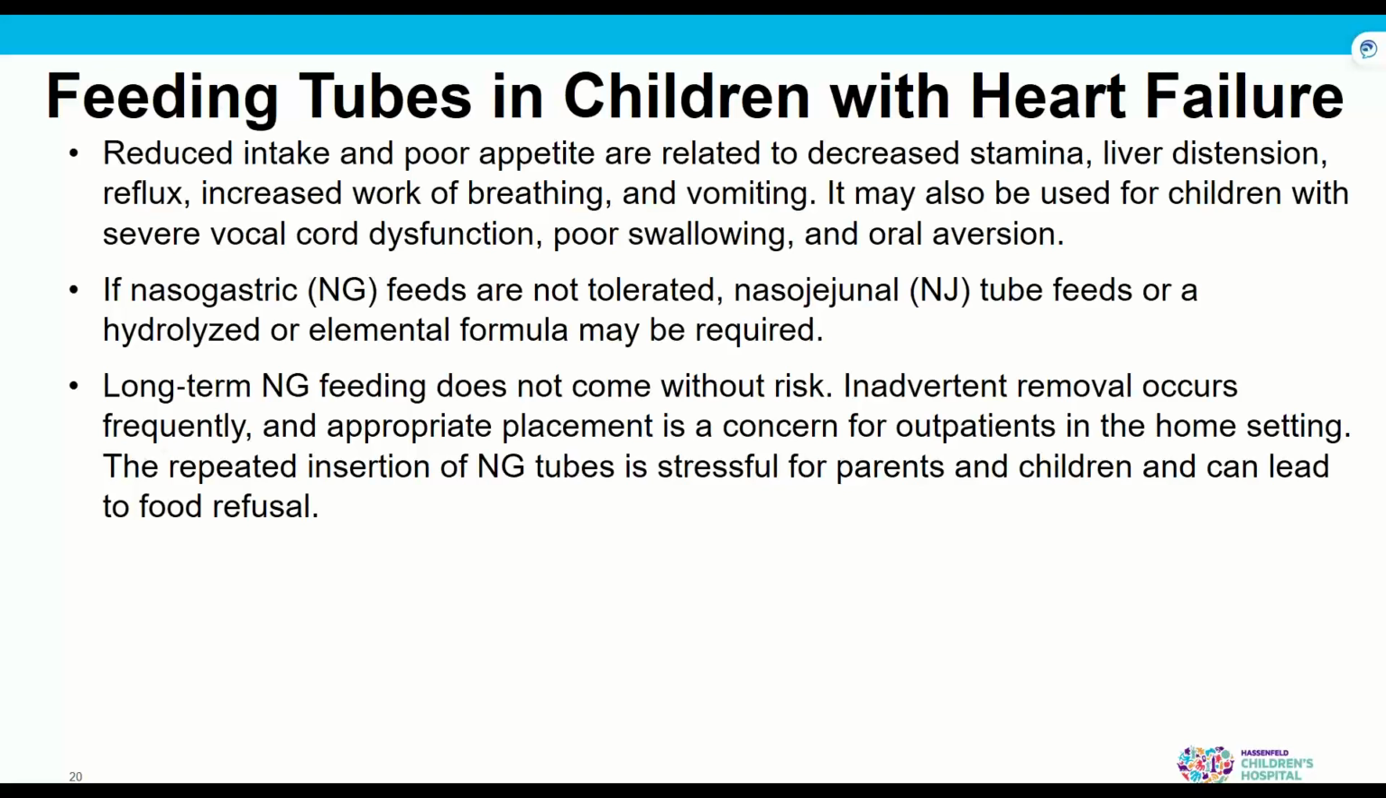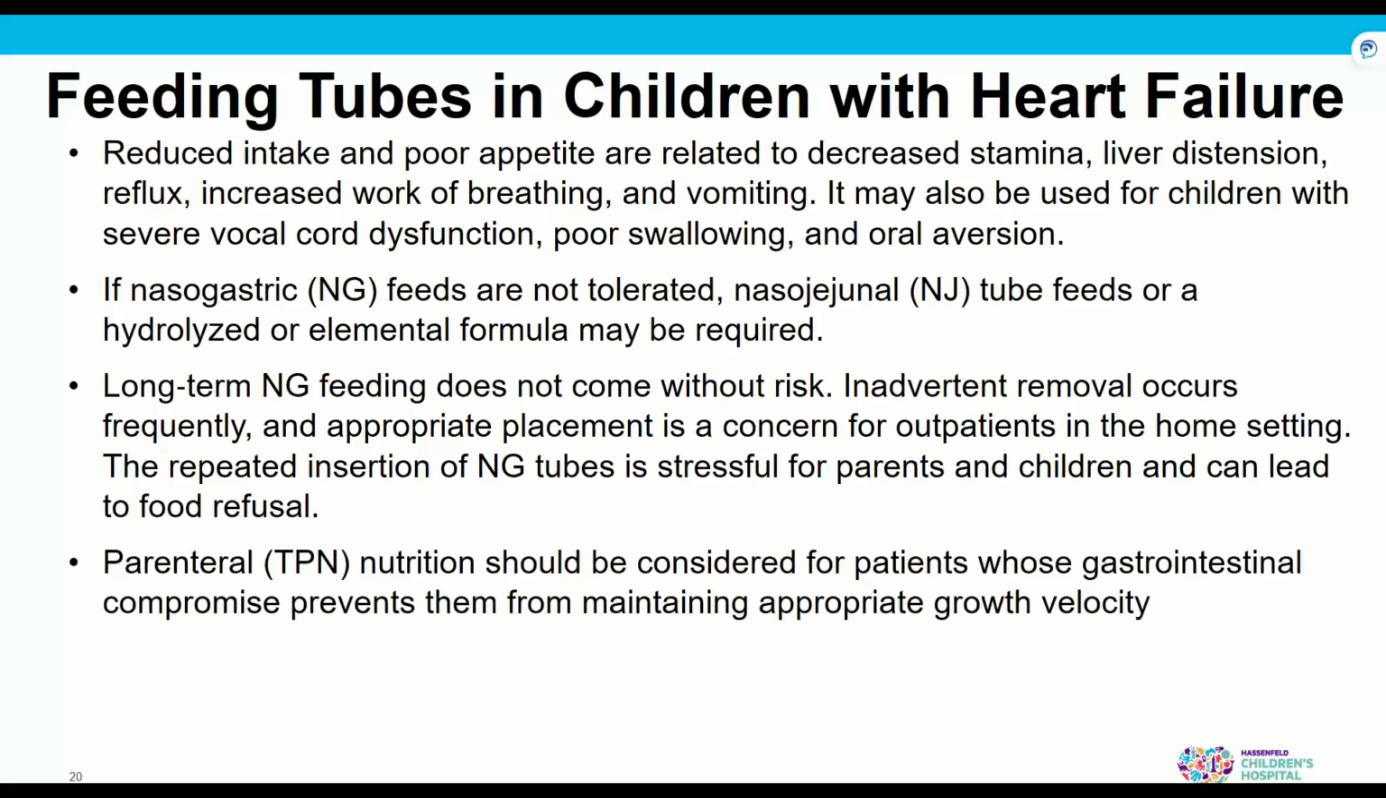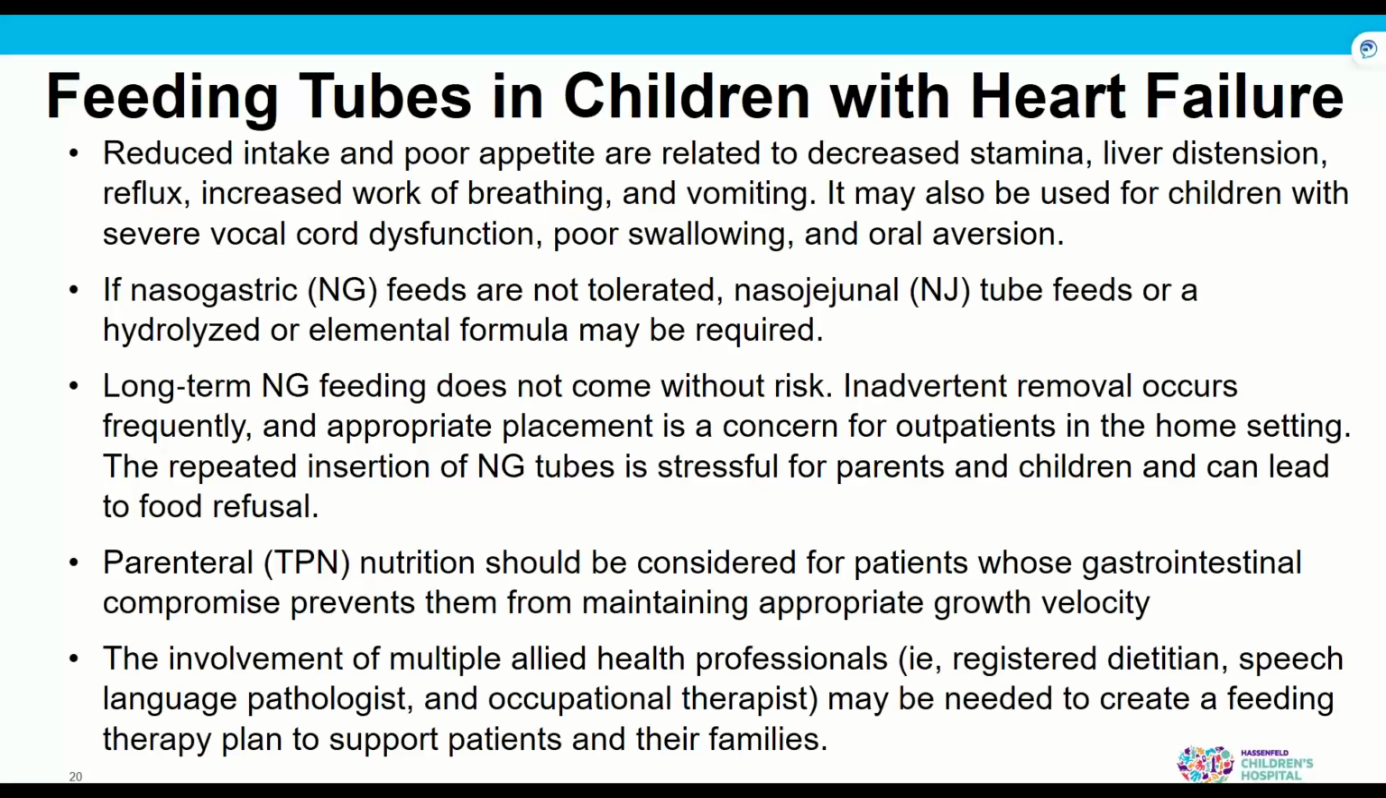And we know that repeated insertion of the tube is uncomfortable for children. So it's stressful, and it can lead to food refusal or oral aversion down the road. So it's not without risks. For our patients who are sicker, we have lots of families who get IV or TPN nutrition. It's very useful, but again, is not without complications. And so it's something that we use cautiously and carefully in our hospitalized patients, and sometimes as an outpatient.